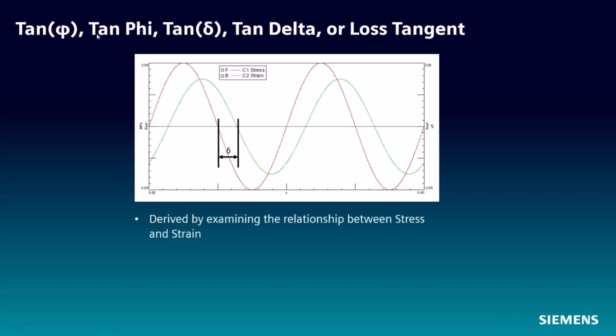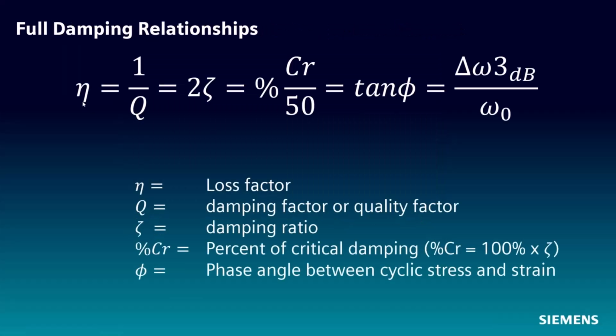There's another factor in Test Lab. It has a couple different names. This is a lowercase delta, but you have tan phi, tan delta, or your loss tangent. And what that's really looking at is the relationship between stress and strain, and looking at this lead lag between stress and strain in material. In Test Lab, we're always calculating the Q from a cursor, and then any other factor that you put up on the screen is just based on this conversion.